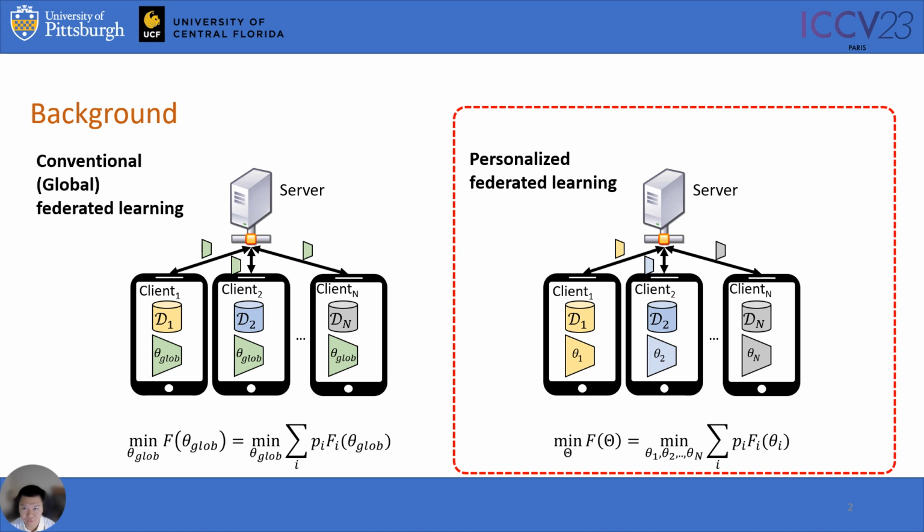Federated learning aims to train a model over a group of clients with heterogeneous and privacy-sensitive data. Conventional federated learning trains a single global model for all clients, whereas the focus of this work, personalized federated learning, allows different models for different clients, which mitigates the data heterogeneity issue by design.